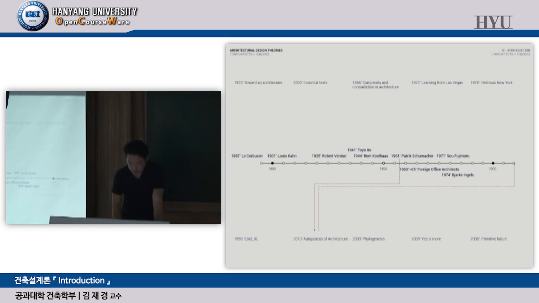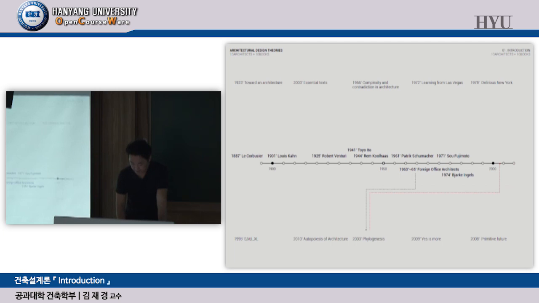Patrik Schumacher recently published books actually: The Autopoiesis of Architecture, Volume 1 in 2010, also Volume 2 in 2012 or 13, I'm not sure. And also, last year I think he published a new book too. FOA also published a kind of canonical book in contemporary architecture, which is Phylogenesis in 2003. Do you know this book?